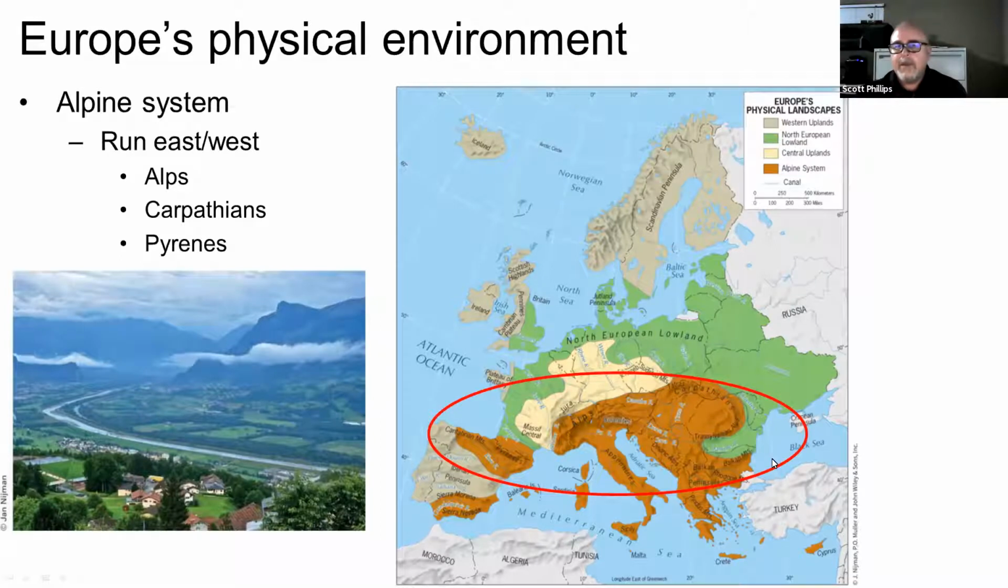And one thing notable about them running east and west is that it reduces the amount of rain shadow effect, because winds blow from west to east. They blow in a certain direction. And in North America, the winds blow against the mountain ranges. In Europe, they tend to blow over the mountain ranges. This is what's called the alpine system, the more mountainous parts of Europe.